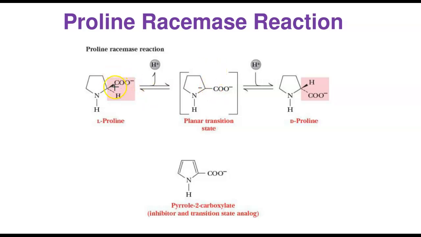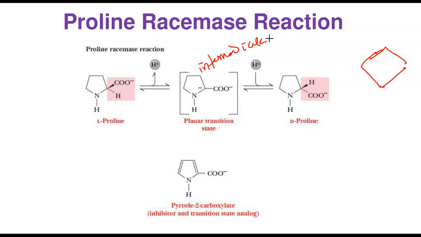This intermediate has the planar configuration. Remember, this is three-dimensional. A planar doesn't have three dimensions. A planar just looks like a plane, remember? So the intermediate is the planar between these two that is neither L nor D. So this is the transition state or the intermediate of this reaction.